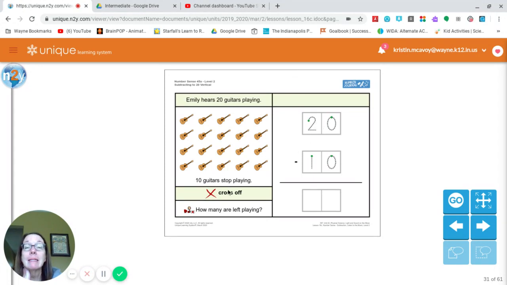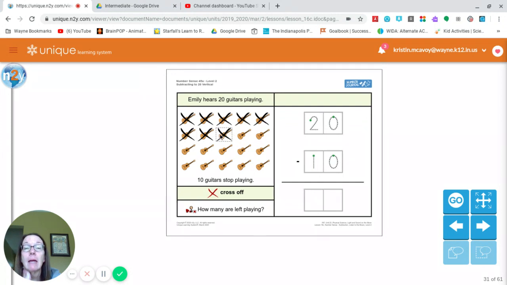Okay. So it says that 10 guitars stop playing. So we need to cross off 10. So we have 10 here. We have a minus sign because we know we're subtracting. You can trace your 1, 0. You have 1 in the tens column and 0 ones to make the number 10. Let's cross off 10. Ready? Now you can use a pen or a marker to cross yours off on your paper. 1, 2, 3, 4, 5, 6, 7, 8, 9, 10. Great work.